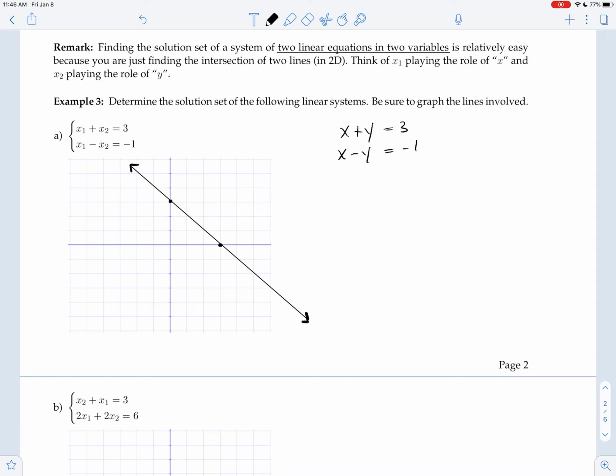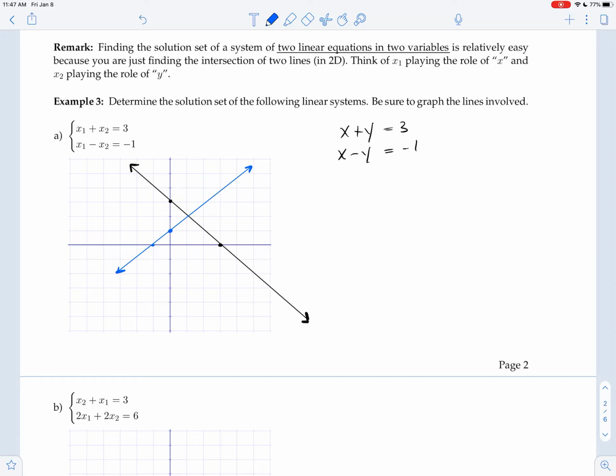Second line, let's think about it. When x is 0, minus y is minus 1, so y is 1. Let's graph that one in blue. So y is 1. And then when y is 0, x is negative 1. And so there's that line. Let me try again. It's kind of hard to get my line to go straight. Something like that is good enough. Okay. So there it is.